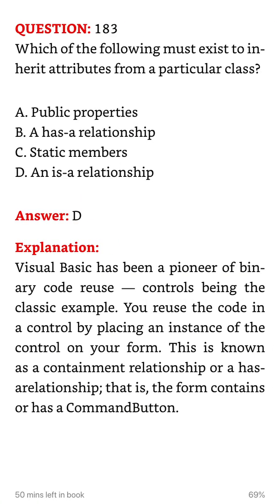Question 183. Which of the following must exist to inherit attributes from a particular class? The answer is D, an is a relationship.